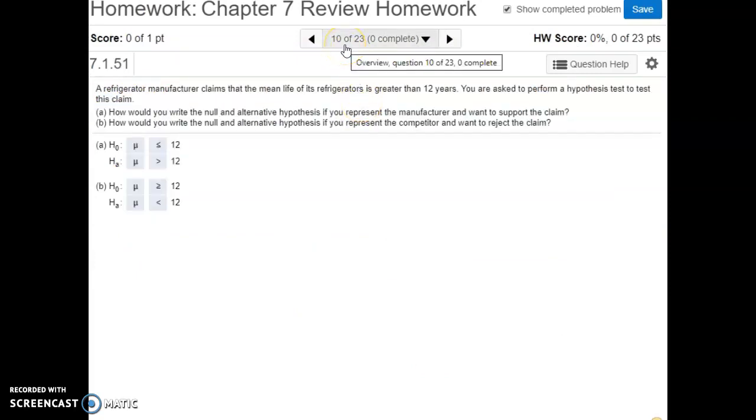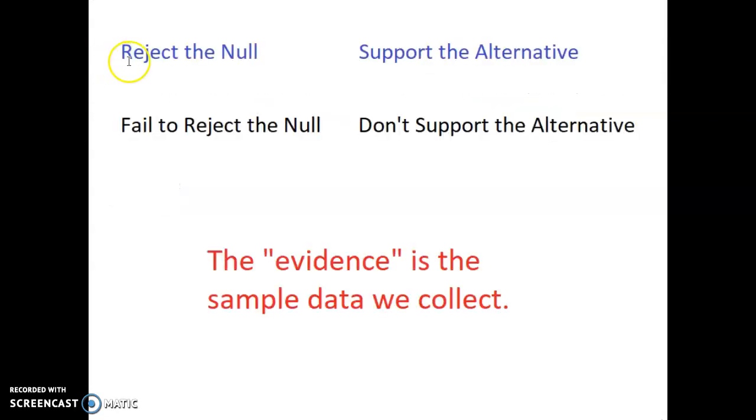And number 10, we're going to run a hypothesis test from two different perspectives. Here we have a claim that the mean life of refrigerators is greater than 12 years. That's a claim by the manufacturer. So if we were representing the manufacturer here, how could we set up the null and alternative to support the claim? And recall, these are our possible outcomes in a hypothesis test. If we want to support a claim, we're talking about the alternative hypothesis. The evidence, the sample data either supports the alternative or it doesn't support the alternative.